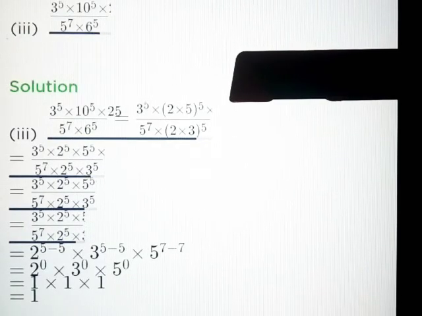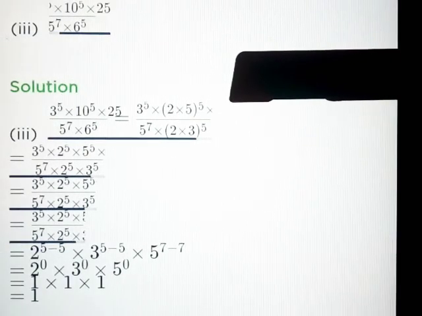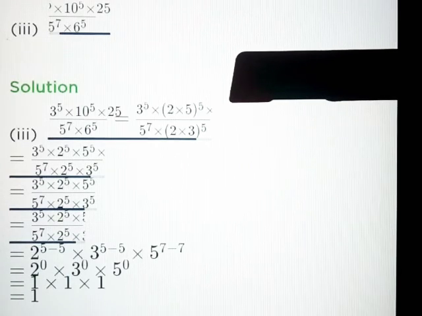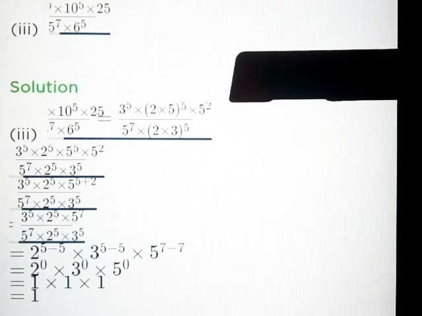3 raised to power 5 into 10 raised to power 5 into 25 upon 5 raised to power 7 into 6 raised to power 5. Answer, 2 raised to power 0 into 3 raised to power 0 into 5 raised to power 0 is equal to 1 into 1 into 1. That is, the answer is 1.